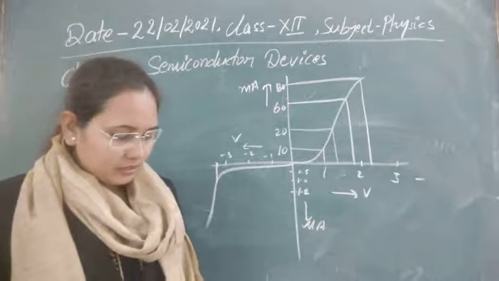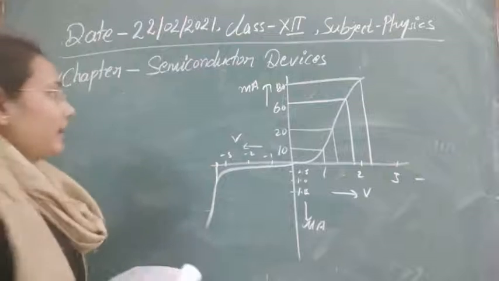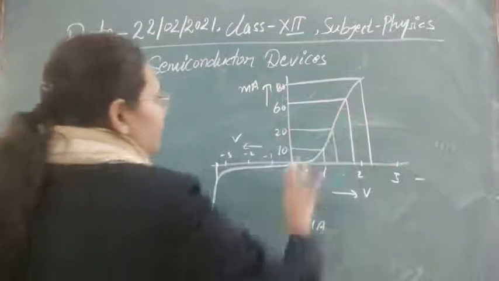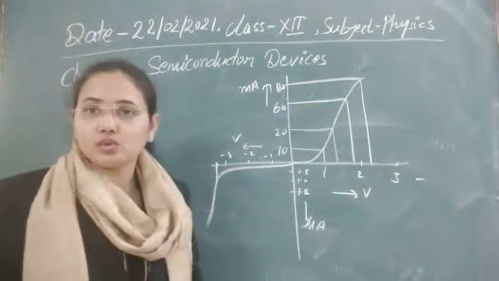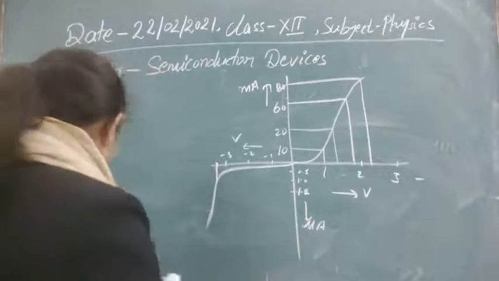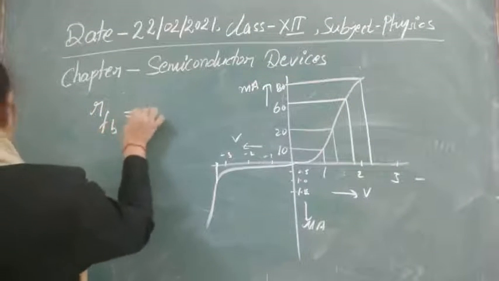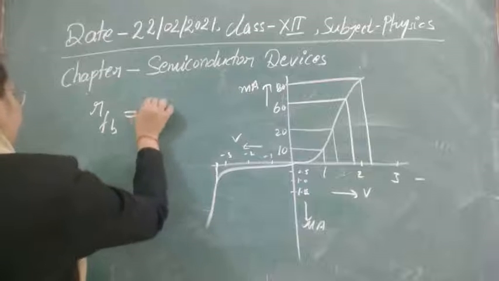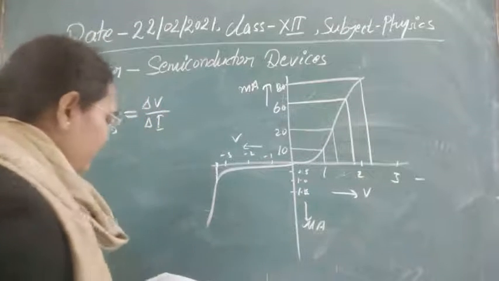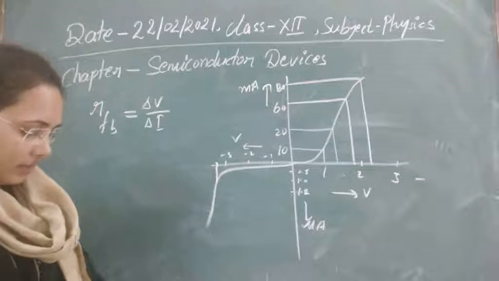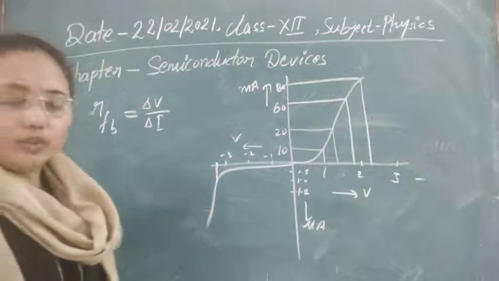So first, to calculate the forward bias resistance, we know that we can calculate the resistance by calculating its slope, meaning in the region where resistance is linear we can take its slope and calculate it. Suppose RF is the forward bias resistance, then this will be given by delta V by delta I here. Now how can we calculate? Here it is given that we have to calculate this resistance at 2 volt.